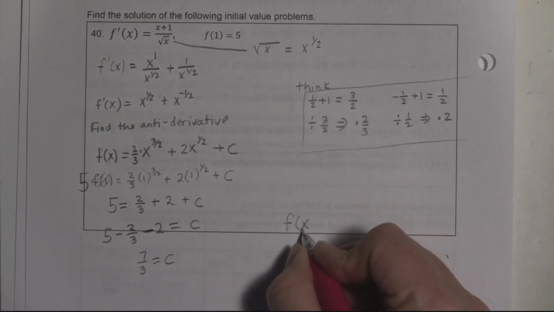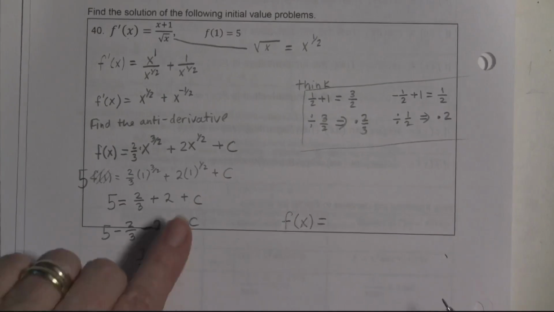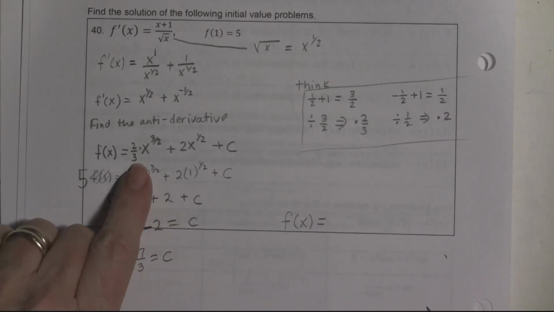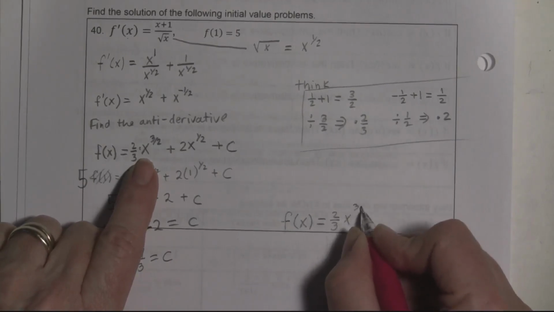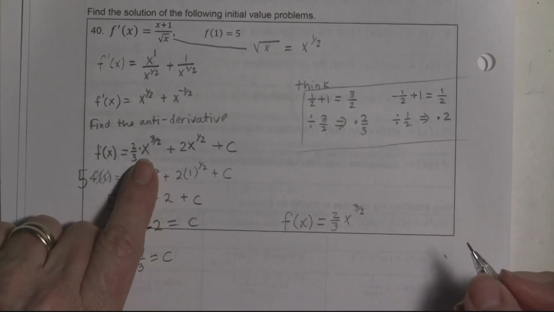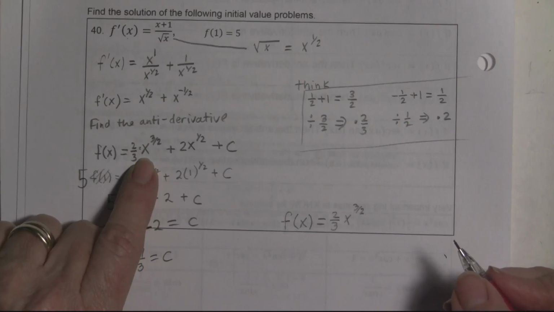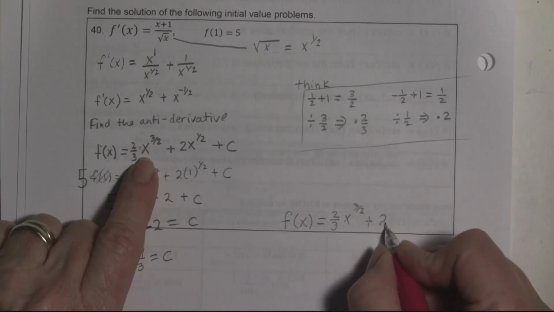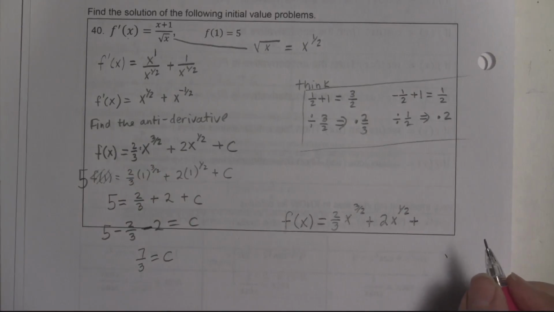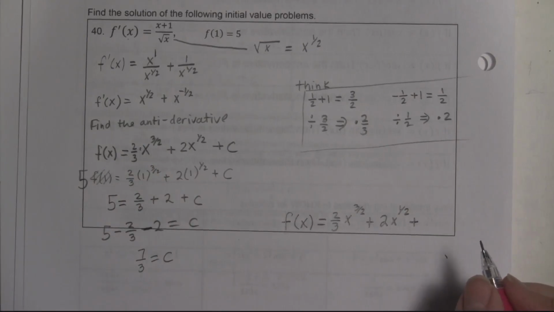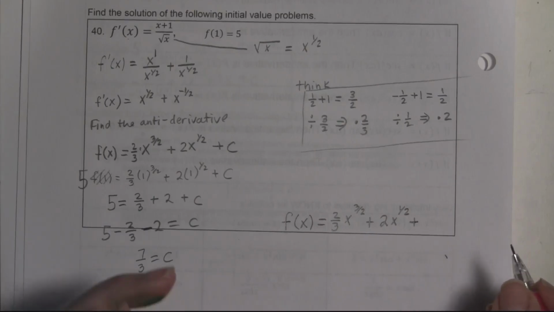F at x equals, well, what did f at x equal? And we're going to go find it right here. It equaled 2/3 x to the 3 halves, because x can take on infinitely many values, not just 1, but it can take on 2 or 7 or 18 or 57 or whatever, plus 2x to the 1/2 plus, but we use the initial value that when x was 1, the function was equal to 5, right?